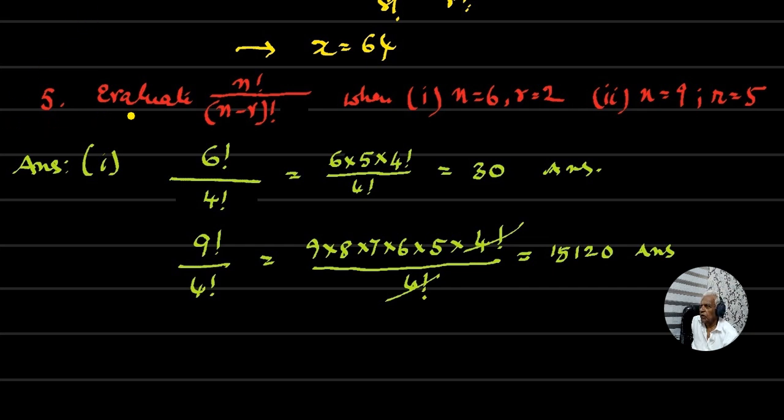Fifth, evaluate factorial n by factorial n minus r when n equal to 6, r equal to 2, and n equal to 9, r equal to 5. Factorial n by factorial n minus r is actually nPr. He has not told because this is the beginning. Anyway, factorial 6 by factorial 4. This is the first problem. n minus r is 6 minus 2, which is 4. If you simplify that, you will get 30. Factorial 9 by factorial 9 minus 5, factorial 4 again. If you simplify this, you get 15,120.